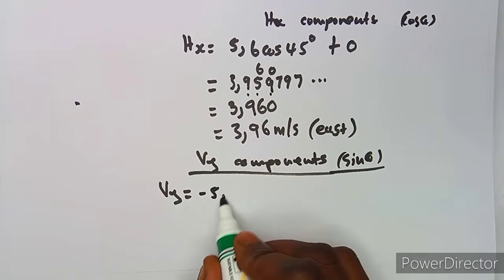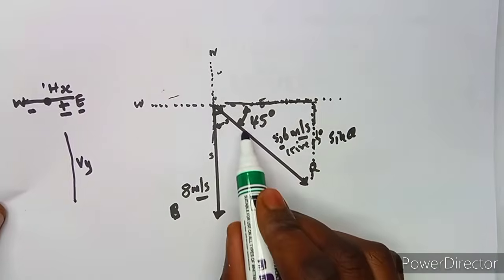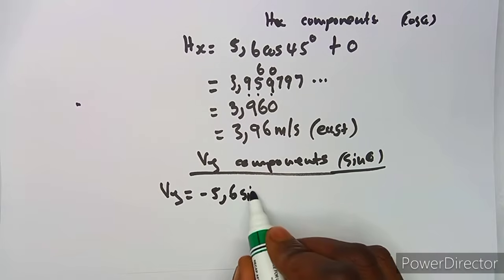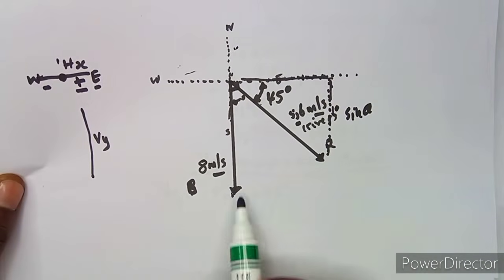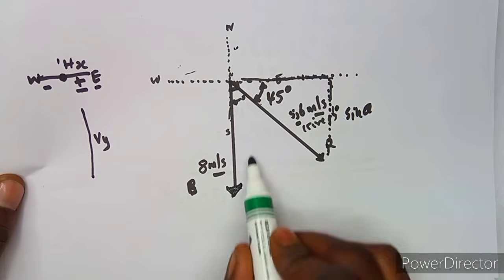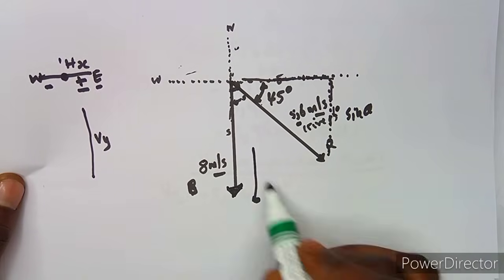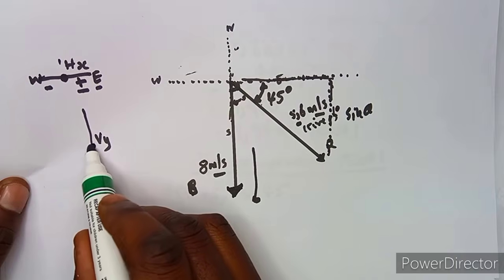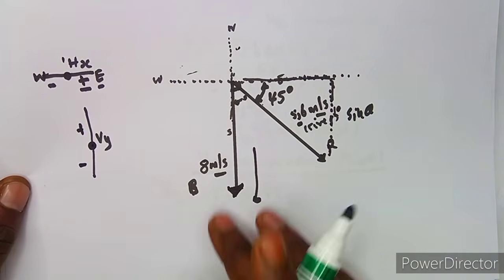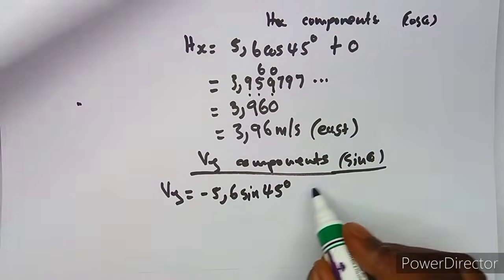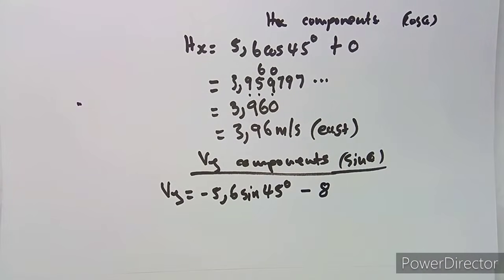So it will be minus 5,6 sine 45 degrees. Okay, this one also is a negative. As you can see, guys, it's a straight vertical, but it's pointing downwards, which is a negative like this. For the vertical on top here, it's positive, down it's negative. So it's going to be a straight -8. That one is a straight vertical line, so it's just going to be a -8 like that.